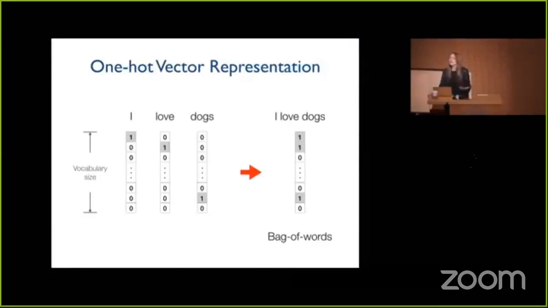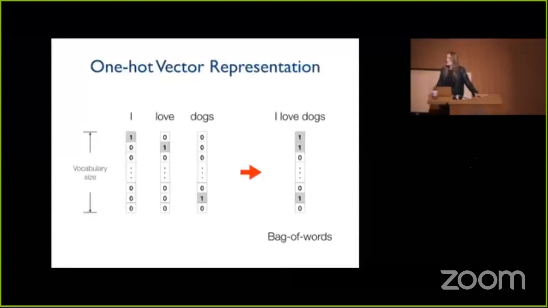Now, how did I get a document out of this representation? I just summed up all these one hot encodings and I got my bag of words. So this is good, but there are two concerns that we may have here.